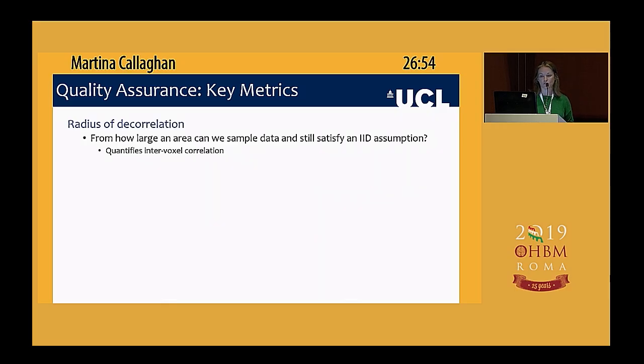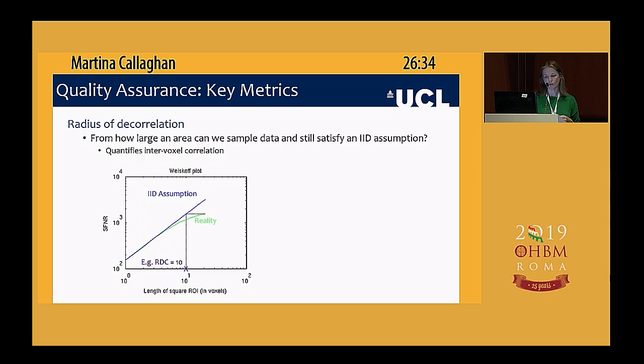Another interesting measure is the radius of decorrelation. This is a very sensitive measure. It can have a number of different sources that would make it change. Basically what we're doing there is we're looking at how large an area of the phantom can we be randomly sampling data from and still satisfy the IID assumption. So really what you're doing there is you're quantifying the intervoxel correlation. So this is what it would look like. If you look at the blue line, that's what you would get ideally if you were meeting the IID assumption.